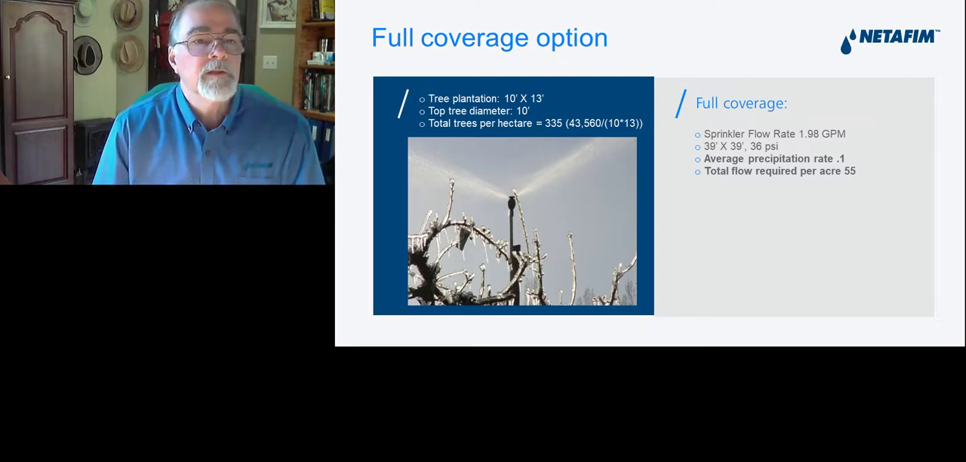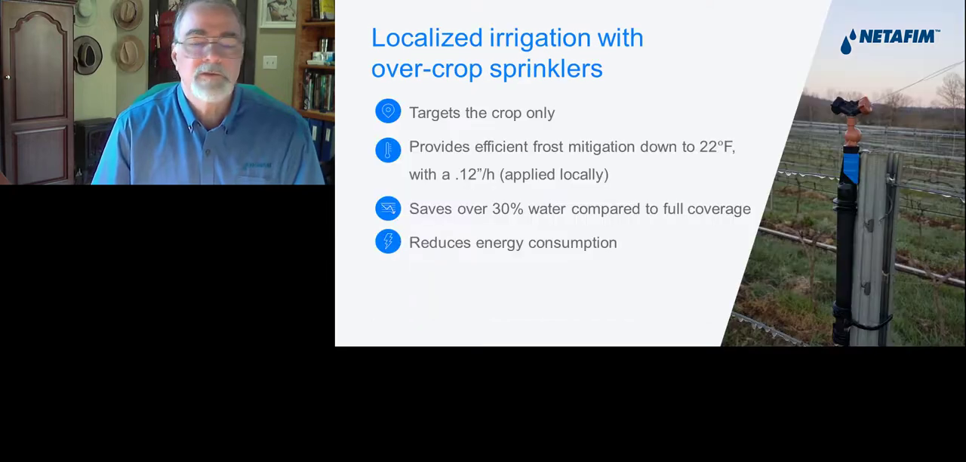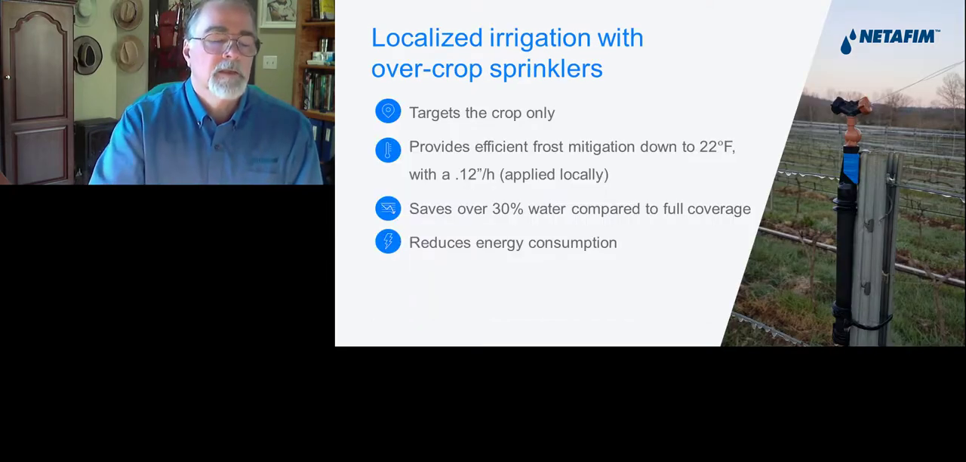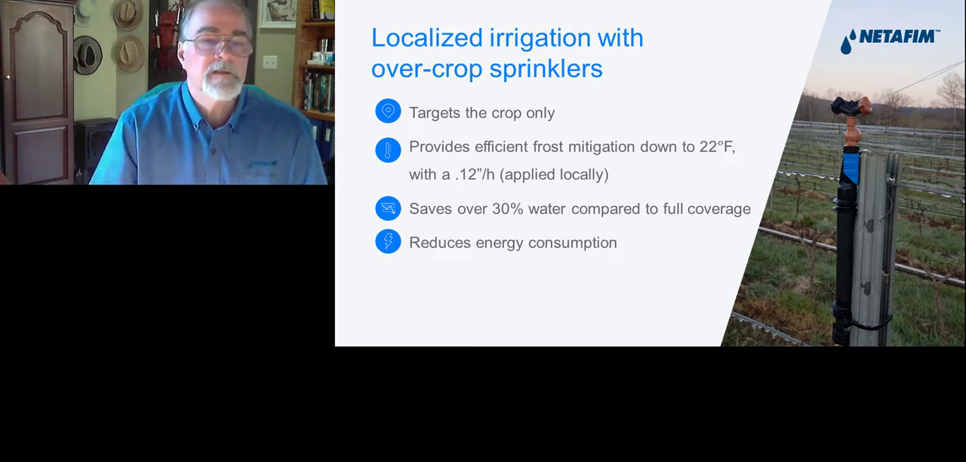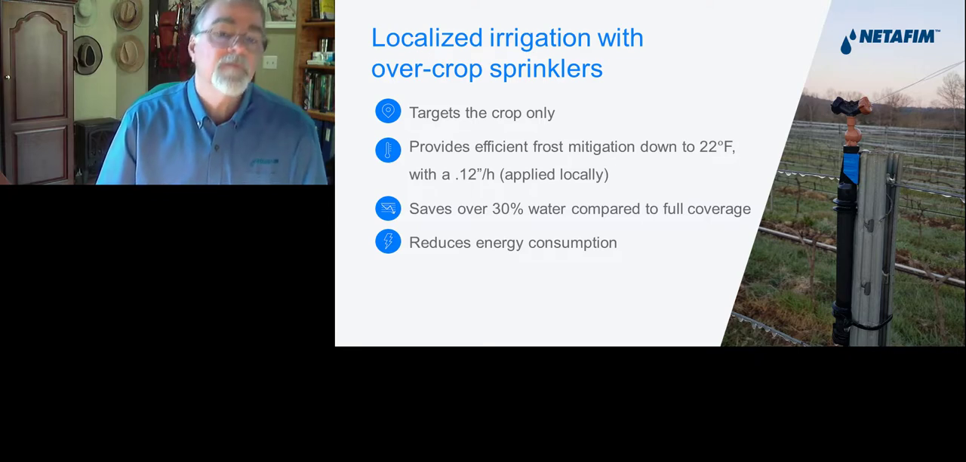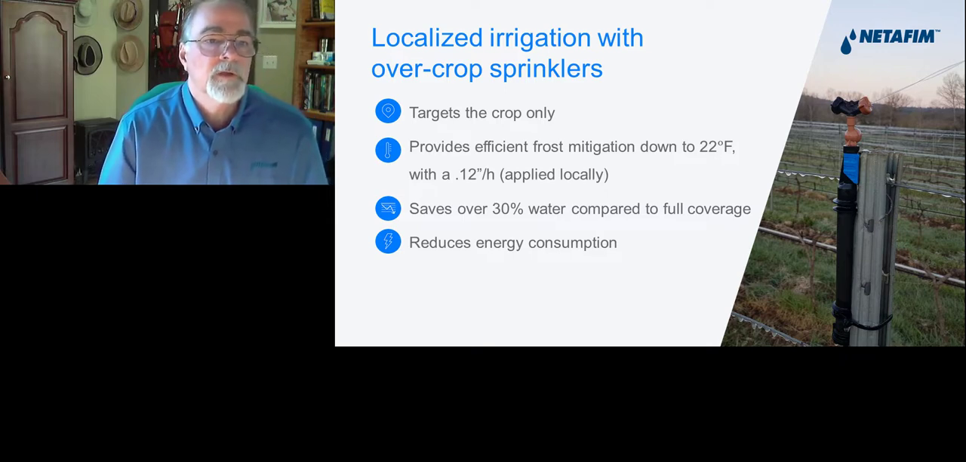Then you get into the strip sprinklers, the ones that are just going to water that band. And this goes into a lot of the apples, certain fruits that are trellised, vineyards and things like that. They're good down to about 22 degrees. It's going to be a little bit higher application rate, but it's going to save you about 30% of your water compared to that full coverage option that I just showed. And of course, it's going to run at a little bit lower pressure.